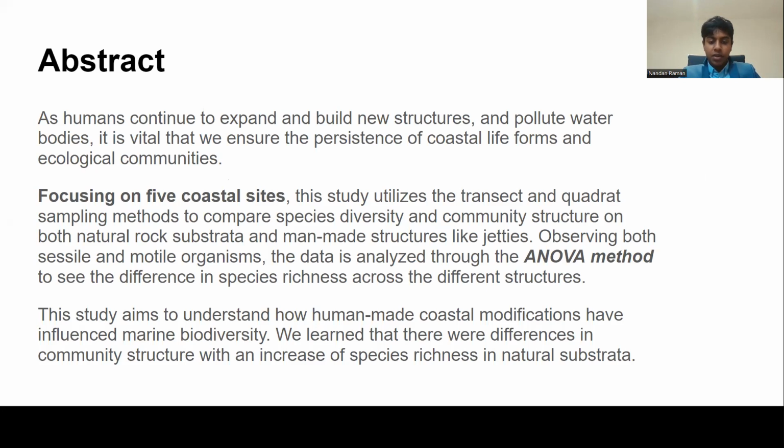Observing both sessile and motile organisms, the data is analyzed through the ANOVA method to see the difference in species richness across the different structures. This study aims to understand how human-made coastal modifications have influenced marine biodiversity. We learned that there were differences in community structure with an increase of species richness in natural substrata.